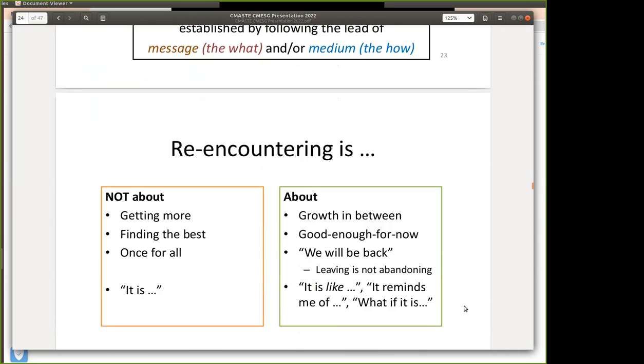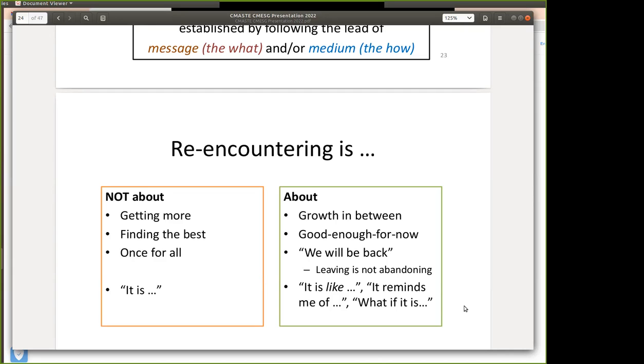So re-encountering is a process not really about getting more or finding the best interpretation or best expression once and for all. It's more about the growth in between: to have at least two constructs that are equivalent to each other and have them inform each other, so that we can grow in between.